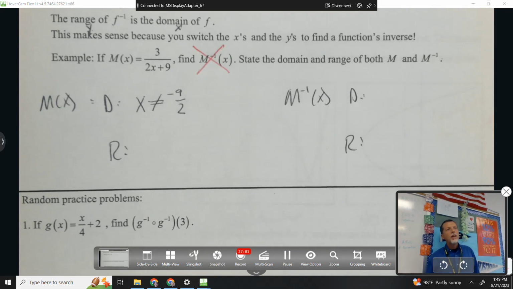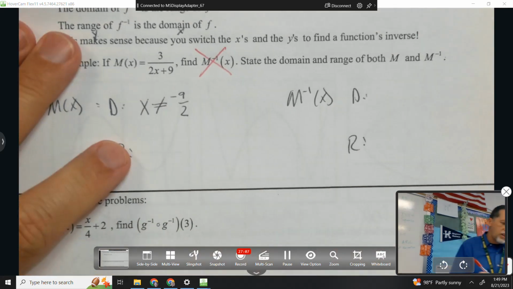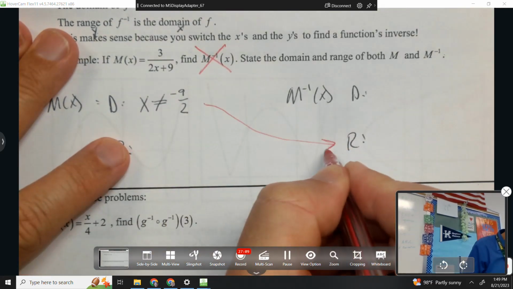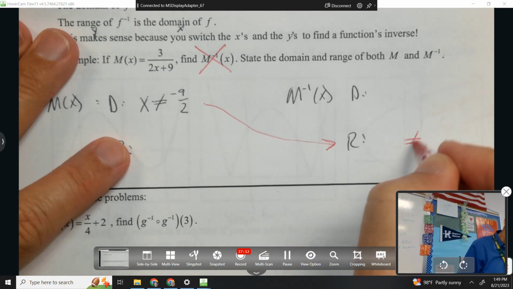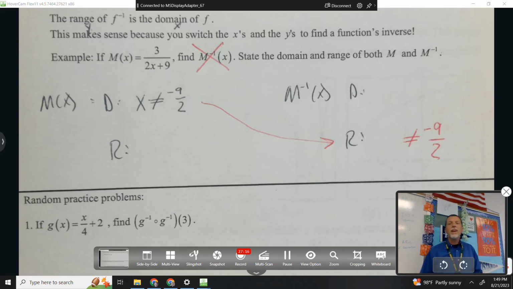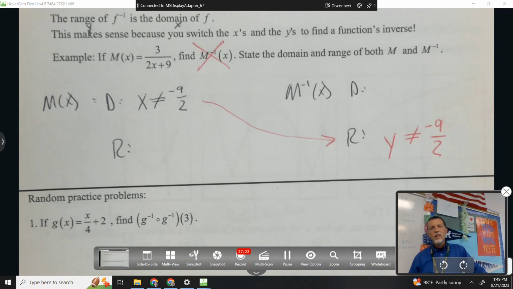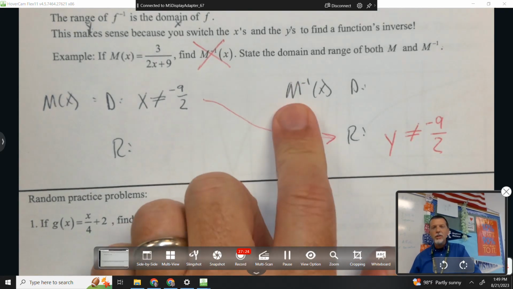So we switch the x's and y's. So what do we learn about the range for the inverse? Okay, it can't be -9/2. Be careful. What can't be -9/2? The y's, because the x's and y's traded places. So I know the range of the inverse without really knowing what the inverse even looks like.